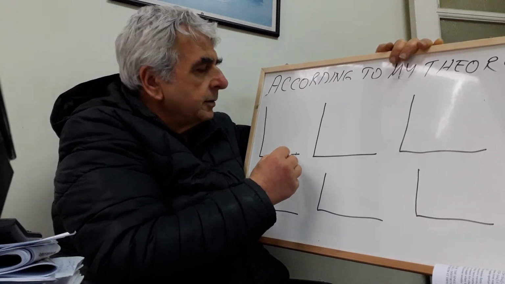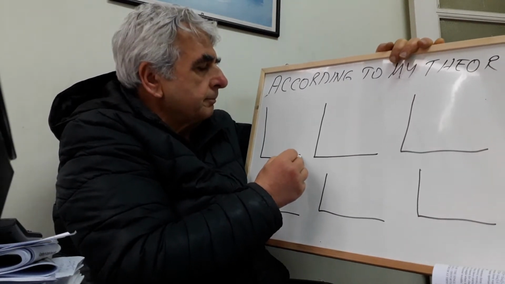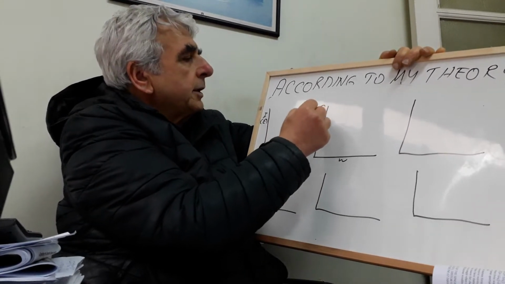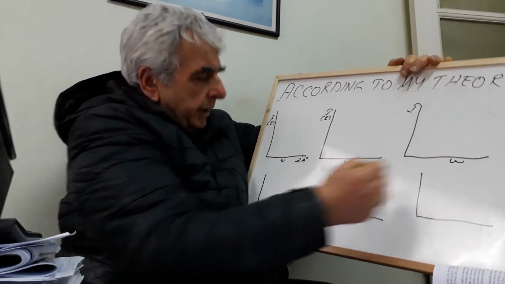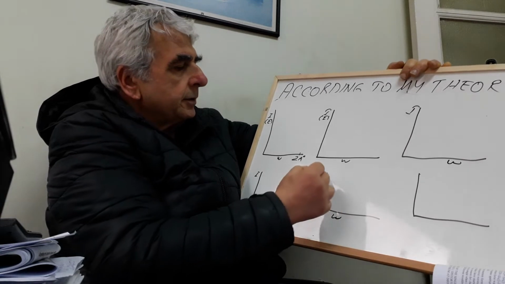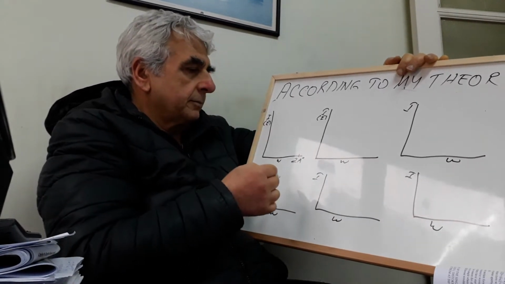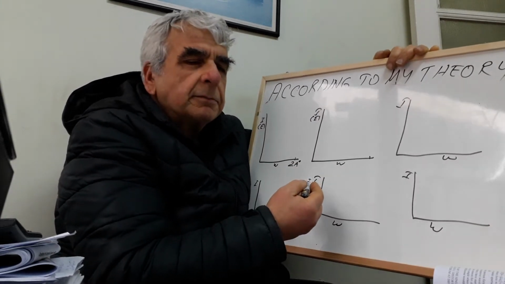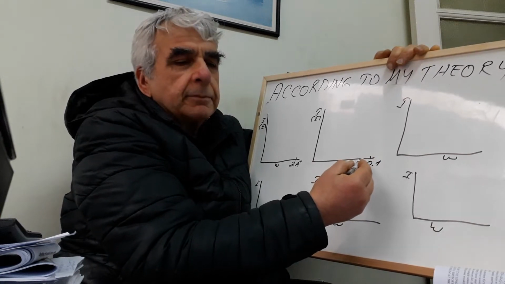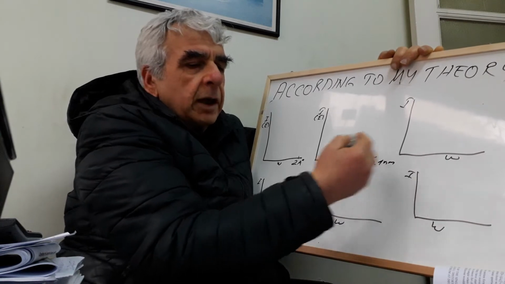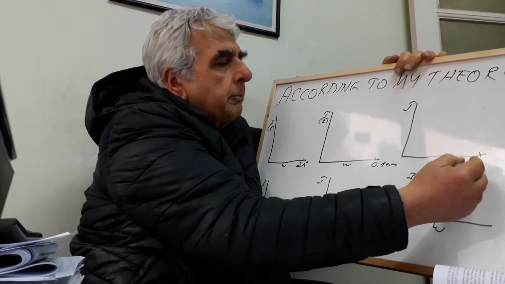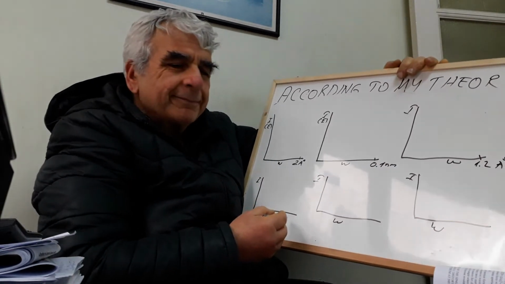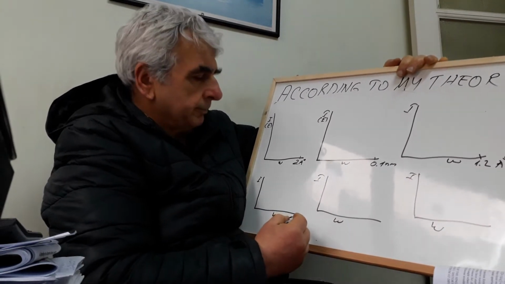Someone starts from 2 angstrom. Here, wavelength, intensity or energy. Don't forget, please: wavelength, intensity. One of these graphs starts at 0.1 nanometer. One of them starts at 1.2, for example. Another one, 0.22 nanometer.